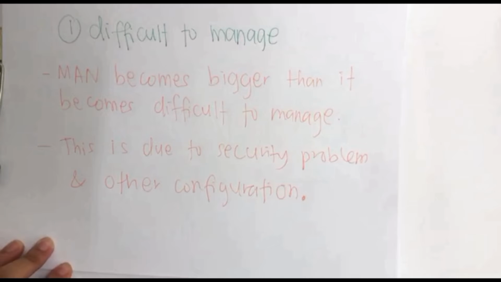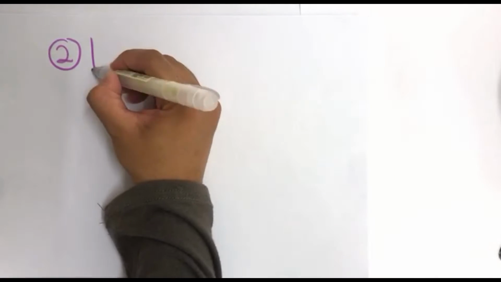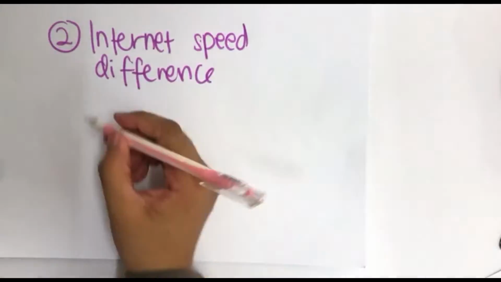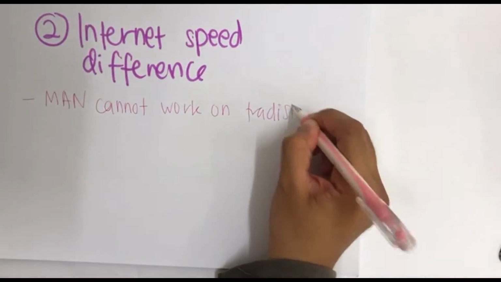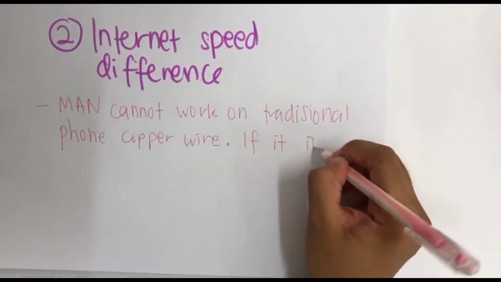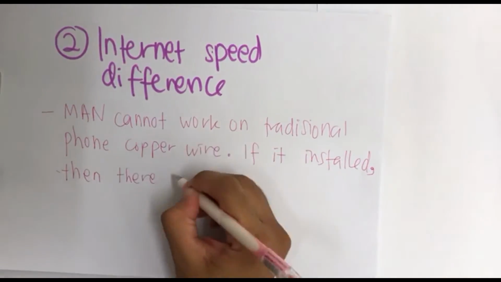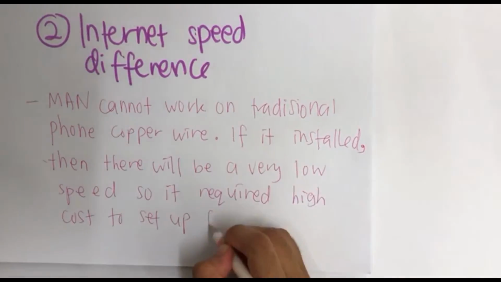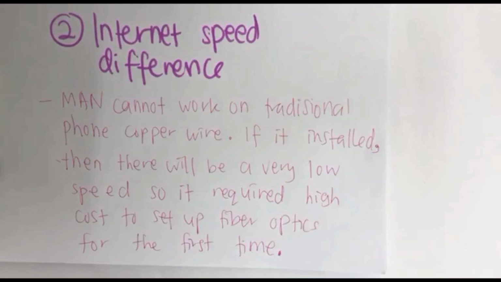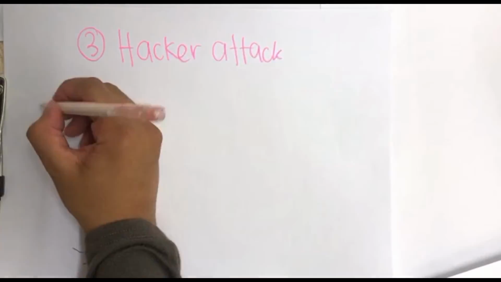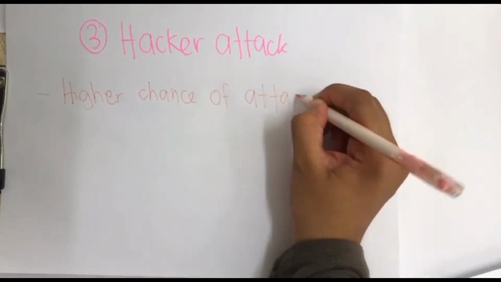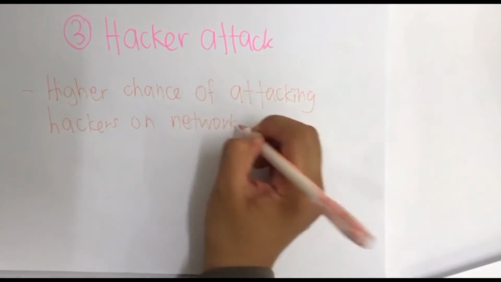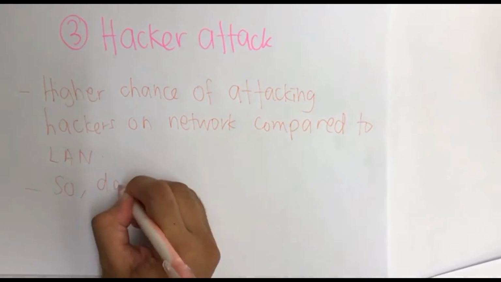Secondly, the internet speed difference. A MAN cannot work on traditional phone copper wire, and if it is installed, then there will be a very low speed, and it requires a high cost to set up fiber optics for the first time. Thirdly, is the hacker attack. We have a higher chance of hackers attacking the network compared to a LAN, so our data may be leaked.